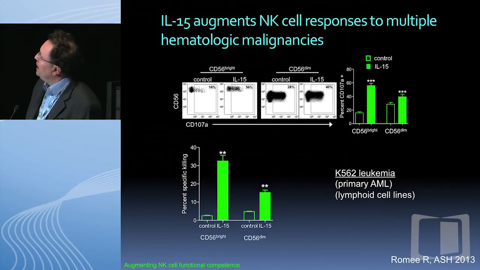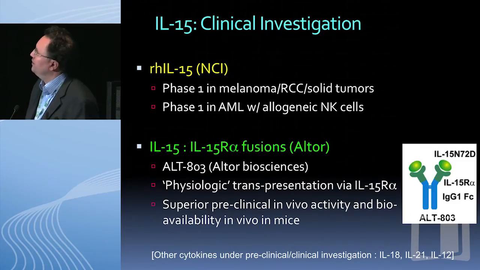This is data from our lab just showing that IL-15, just a brief exposure to IL-15, in this case hours, can increase the degranulation of both of the major NK cell subsets in the peripheral blood. There's pretty dramatic changes here that are summarized. In addition, there's an increase in the killing after just a few hours that's pretty dramatic in both of these different NK cell subsets against K562 leukemia cells, but also primary acute myeloid leukemia blasts and lymphoid cell lines.